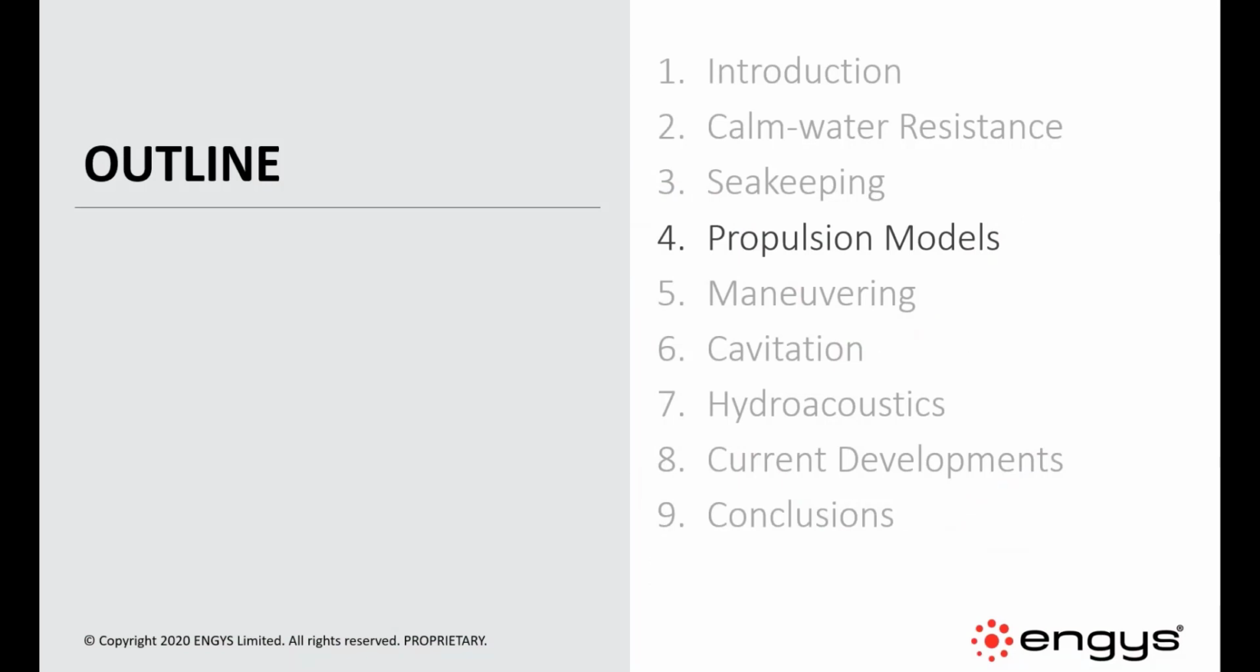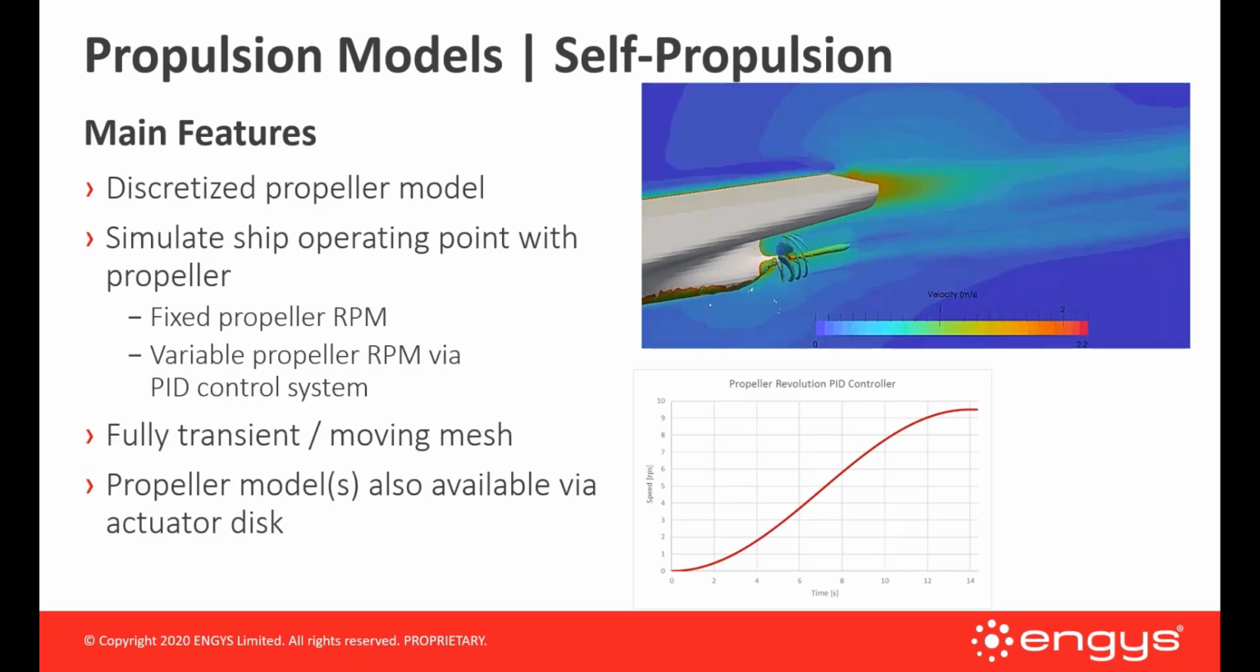Okay, that was the Seakeeping side. Then moving to propulsion. We have different models for self-propulsion, starting from discretized propeller models, which are used for simulating the ship operating point in self-propulsion conditions. So you can either choose a fixed RPM for the propeller or a variable RPM, which basically employs a PID control system to change the RPM based on some target function.